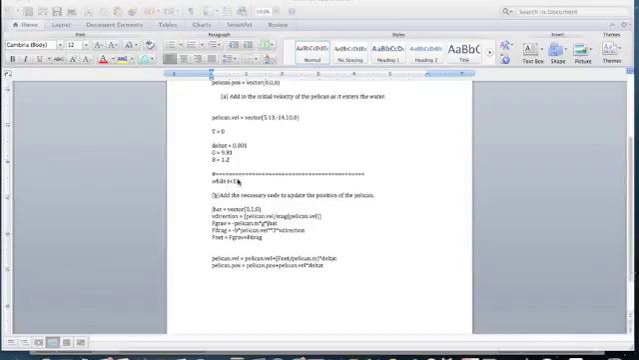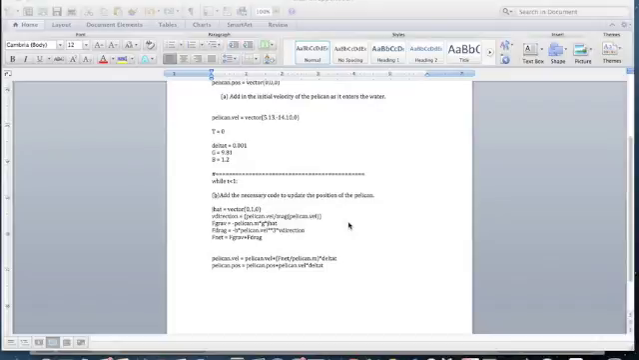Then, while t is less than 1, we must add the necessary code to update the position of the pelican. We must first set j hat as a vector of 0, 1, 0, which we will later be able to use for gravity, which only occurs in the y direction. V direction is then the unit vector of the pelican's velocity, which we can find by dividing the pelican's velocity by the magnitude of its velocity. F gravity is the negative of the mass of the pelican times gravity times j hat, so that it is shown that gravity only moves in the y direction.